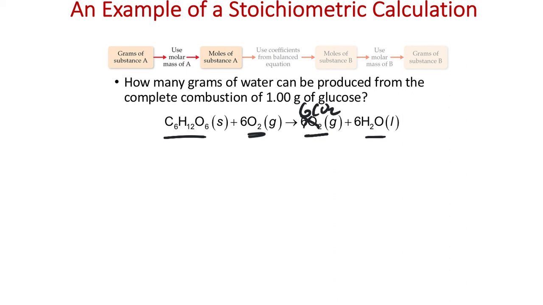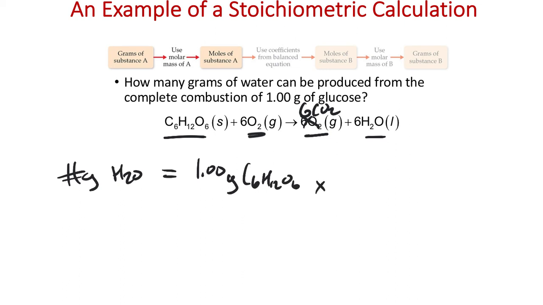And so we can solve this problem. It's actually a pretty easy problem to do. How many grams of water can be produced by the complete combustion of 1 gram of glucose? And so if we wanted to figure out the number of grams of water that can be produced in this reaction, I take 1 gram of the glucose. I'm going to need to use the mole, so I'm going to need to use the ratio that for every 1 mole of the glucose that reacts, we get 6 moles of water.